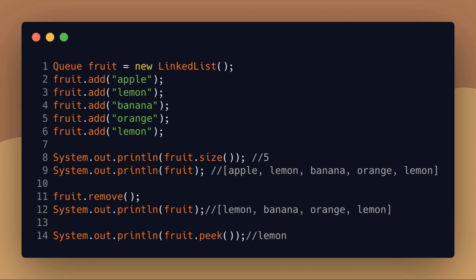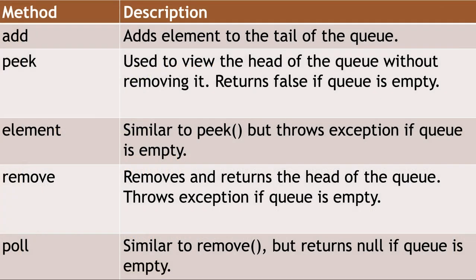Sometimes we may want to know what's the next item to be processed before we actually do anything. For that, you can use peek, which is on line 14. This returns the head of the queue. In addition to the basic collection operations, queue also provides additional methods for insertion, removal, and inspection of elements.